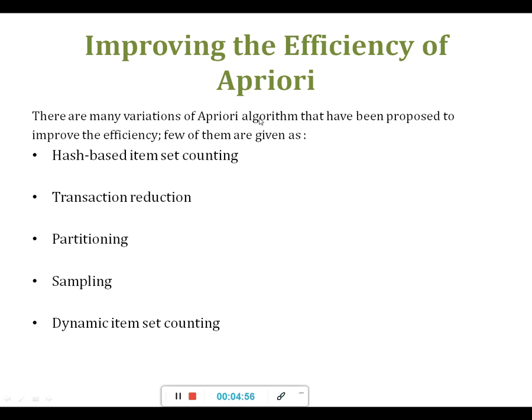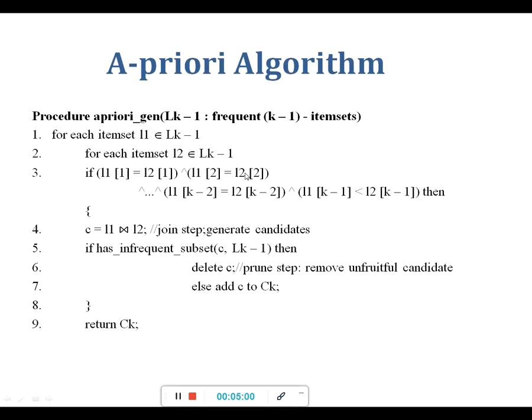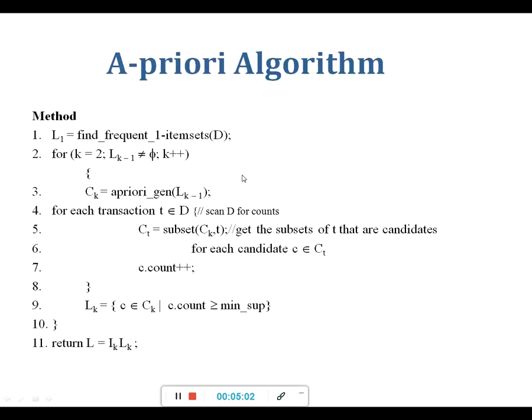Now we are going to see what we need to do to improve the efficiency of Apriori. But before that, we will look at the algorithm first, because in this algorithm we need to make some changes. Suggestions are provided for that. So first we are going to revise this algorithm, and then we'll see the next changes.